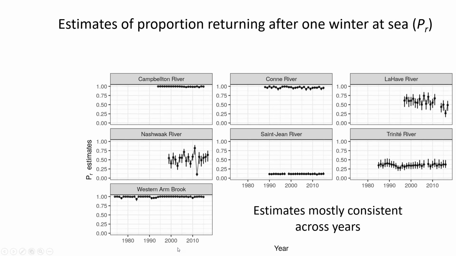And now when we look at the estimates of proportion returning, the model seems to be pretty effective at showing that those rivers where it's mostly once sea winter dominated, the estimates are 1. Again, informed by a very tightly bound prior, but it still doesn't deviate much from those estimates. In the Saint John, we estimated the proportion returning is pretty low, while in the Lahave, the Trinité, and the Nashwack, it seems to be quite variable.